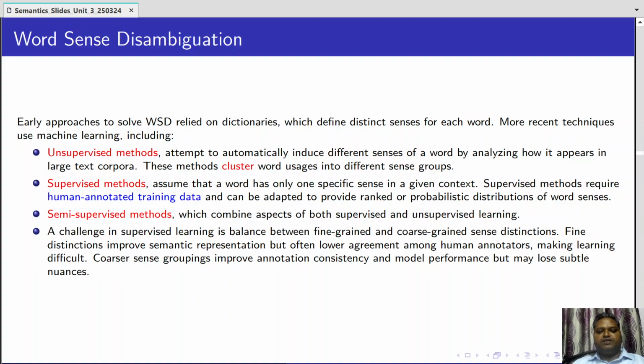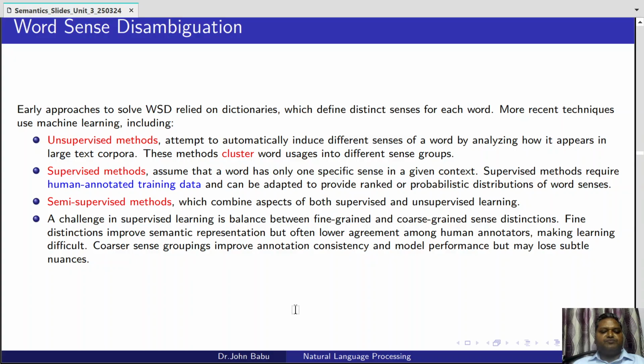When we talk about supervised learning, there is a trade-off: fine-grained sense distinction, coarse-grained sense distinction. Fine-grained means we want to differentiate between even subtle nuance has to be accounted for. We don't want even a smallest error. But when we do that, the human annotations, there will be greater disagreement. So if you use coarser, that means you can allow some error, then there will be more agreement between the human annotators. So there is a trade-off in supervised methods.